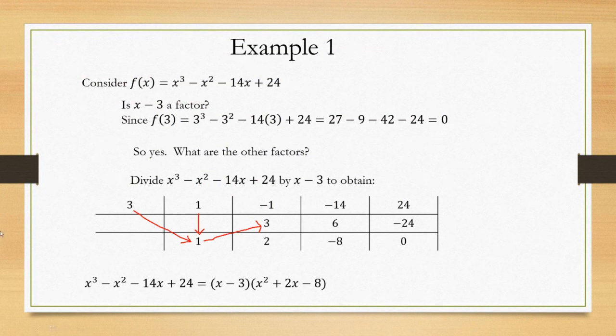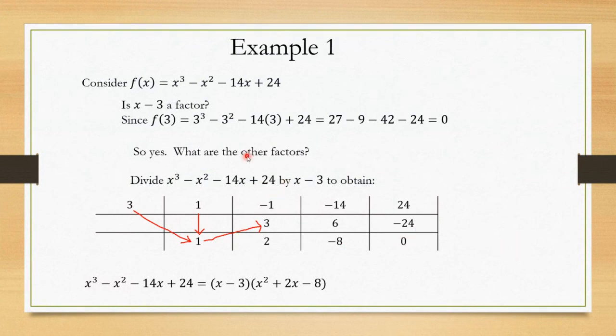Okay. And then the process repeats itself, right? 3 goes down to 2. 3 times 2, you get 6. The 6 goes here. Wait, let me say it again. 3 times 2, that's equal to 6. We put it up here. We add, we get negative 8. 3 times negative 8, that's negative 24, right? Put it here. And now you add to get 0.